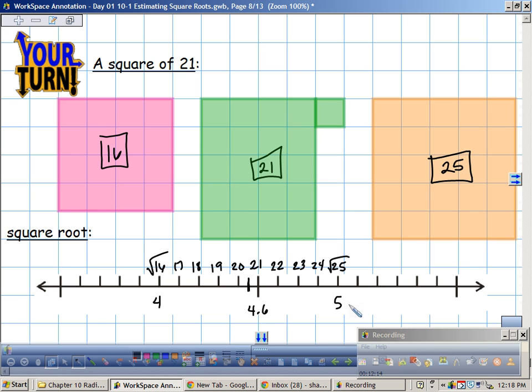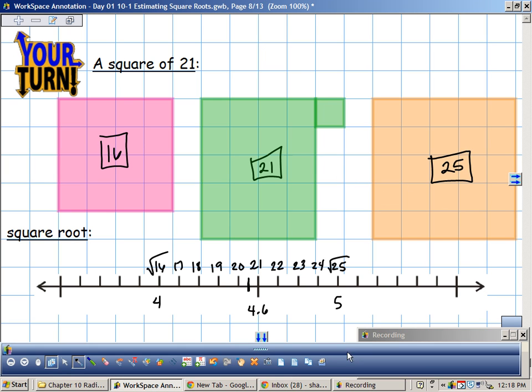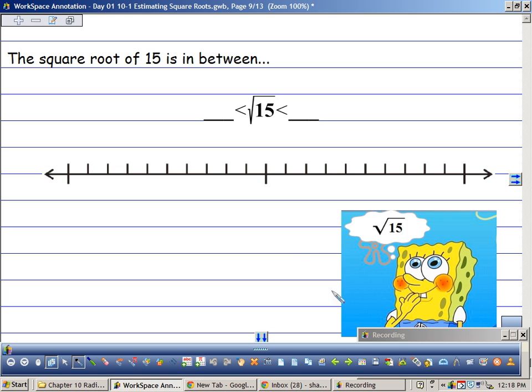Okay, so can you visualize it now? When somebody says, what's the square root of 21, you should be able to visualize that 21 is closer to 25, so it's got to be a little bit less than 5, right? Let's not use the square this time. Let's just think about it with the number line.